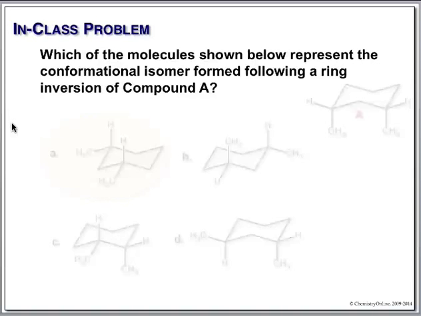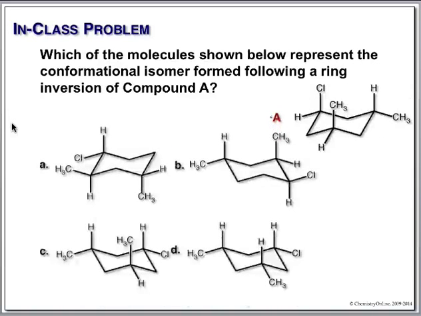Another one. Number 8 is a weird question. We have substituents at 1, 3, and 5. We have axial, equatorial. So we're looking for equatorial, axial. These are at 1, 2, and 4. So this one's out. This is 1, 2, and 4. It's out. This one is 1, 3, and 5. That's good. 1, 3, 5.